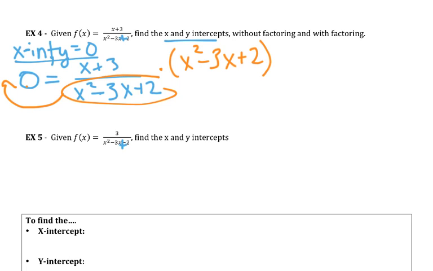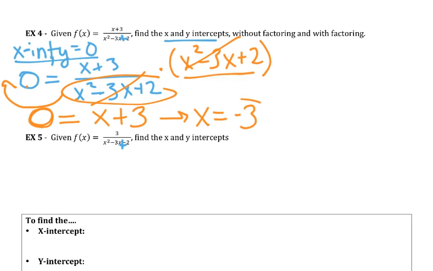Okay, what's 0 times x squared minus 3x plus 2? It's just 0. And then on the right-hand side, we have x plus 3 over x squared minus 3x plus 2 times x squared minus 3x plus 2. These cancel, leaving me with just x plus 3. Okay, if 0 equals x plus 3, x equals negative 3. That's my x-intercept. So my x-intercept was x equals negative 3.